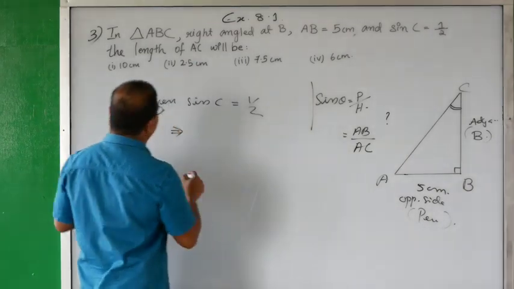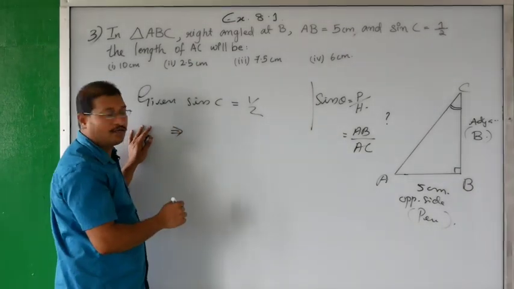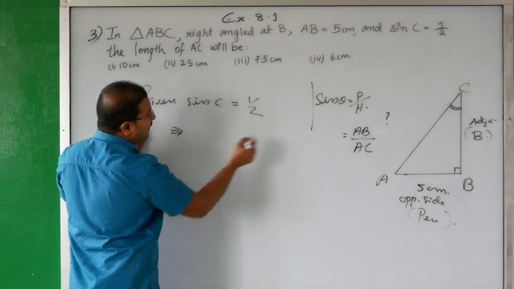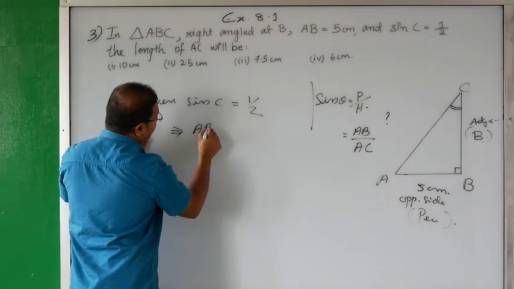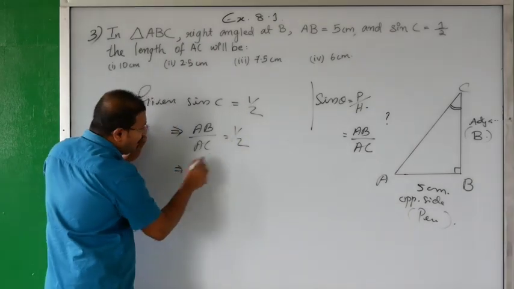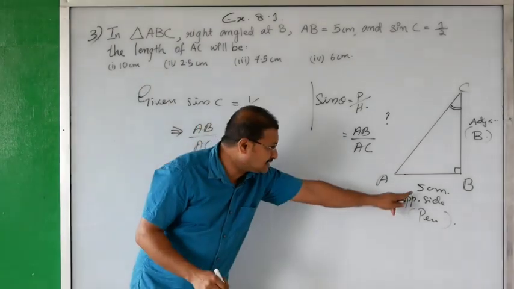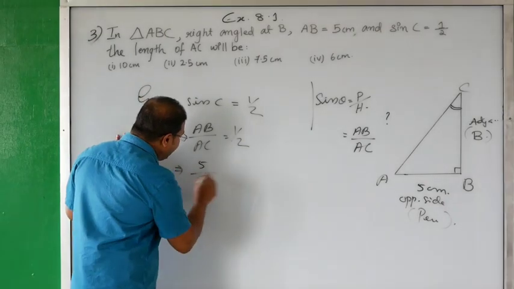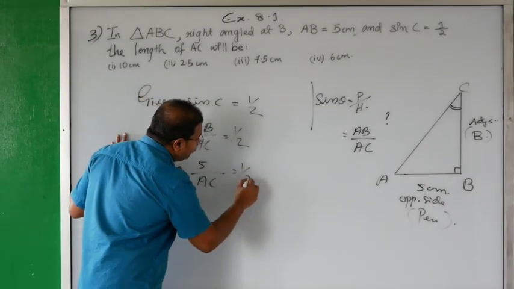Ready? See now, what is already given? Sin C equals 1 by 2. Sin C means AB by AC. That means AB by AC equals 1 by 2. But what is AB? The value of AB is 5. So 5 by AC equals 1 by 2.